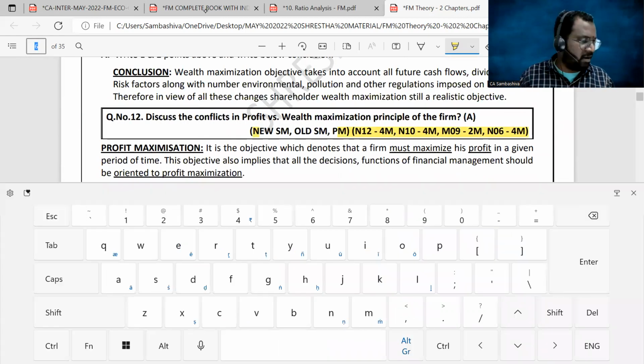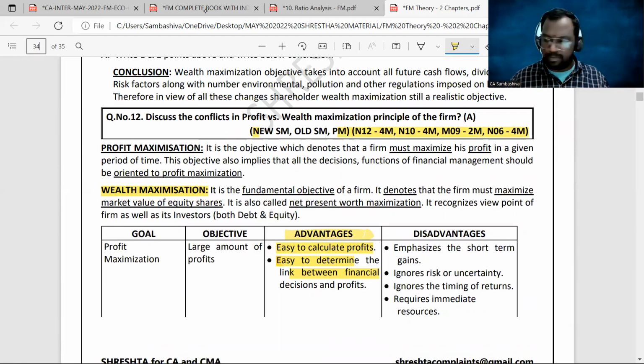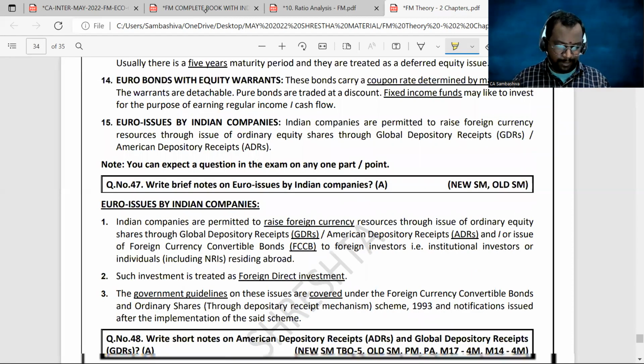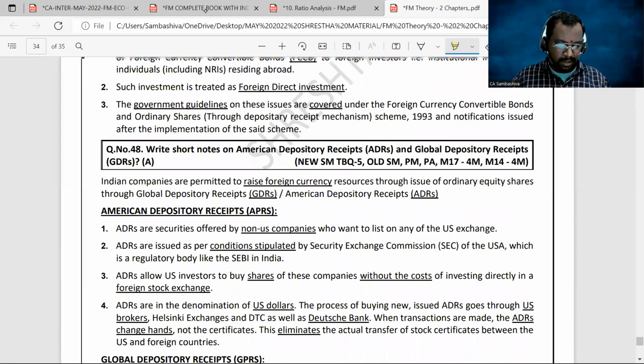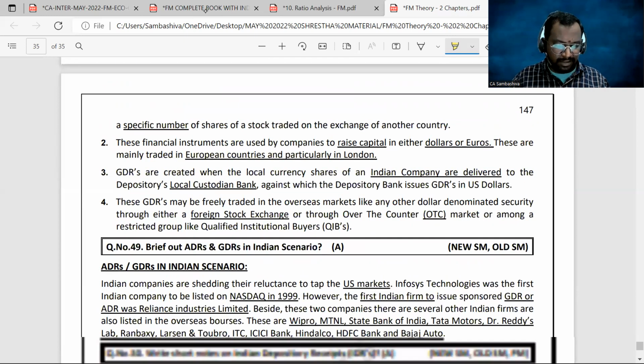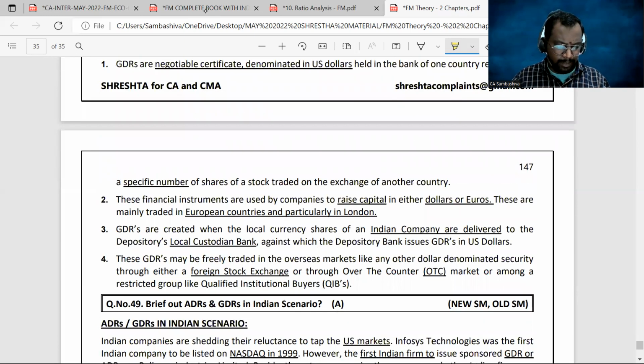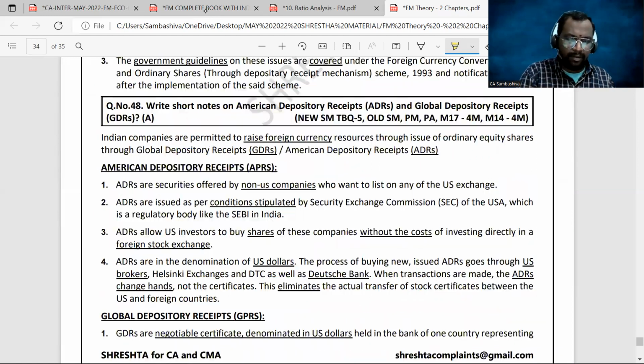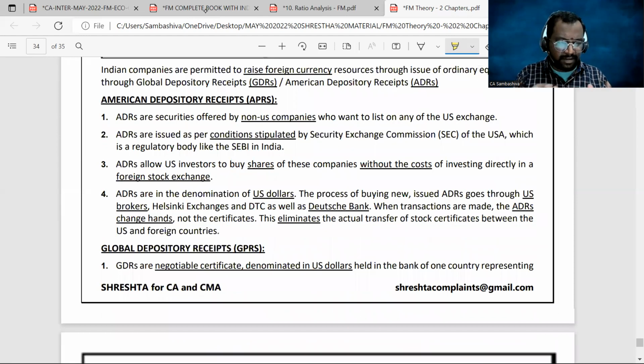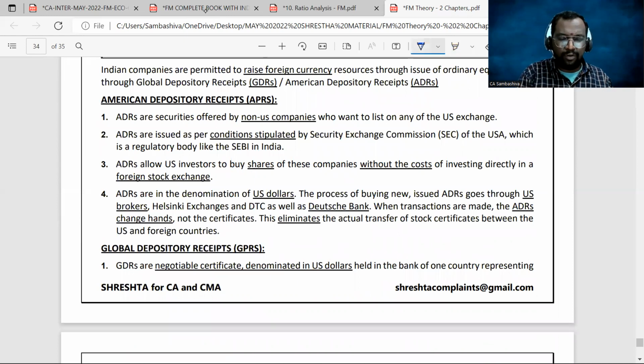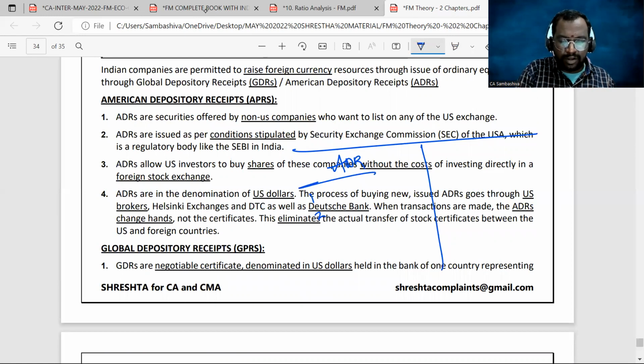This question also we have straight away discussed in our material. Come to page number 34. Here you can see, write short notes on ADRs and GDRs. The concept of the American Depositary Receipts and Global Depositary Receipts, here we have discussed in a points format. The same points, if you mention in a tabular format, that will be the differences. So left hand side ADRs, point number 1, 2, 3, 4. And right hand side GDRs, point number 1, 2, 3, 4. End of the answer. Okay, now it's again yet another straightforward question.